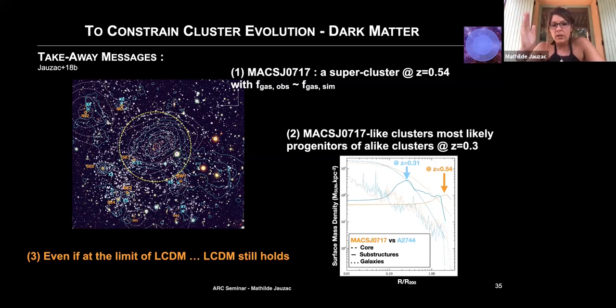So such a cluster at 0.55 seems to be a progenitor of a similar cluster at 0.3, like HUBBLE 2744. HUBBLE 2744 was the subject of papers where it was a candidate for ruling out lambda CDM. The message here is that if you do a proper comparison between simulations and observations, you can first of all do a consistent test of cosmology, and that even if those clusters are at the limit of the lambda CDM paradigm, lambda CDM for now is still holding.